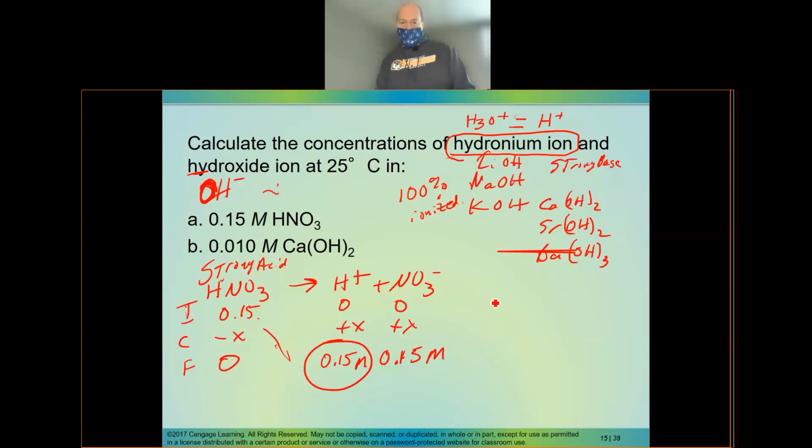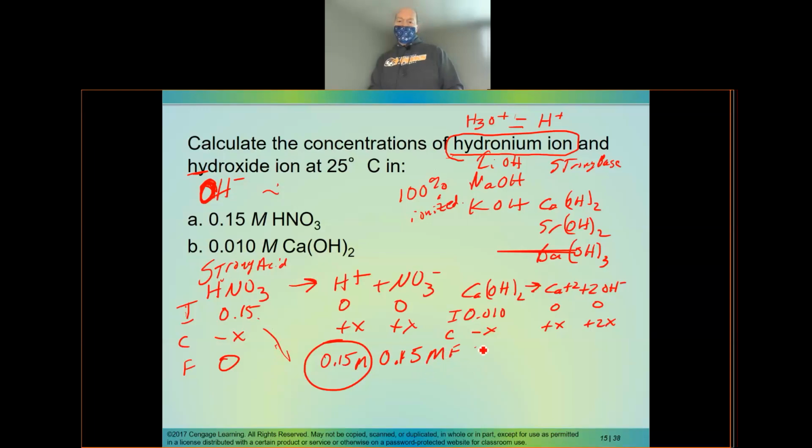Now, the next one is calcium hydroxide, which is also 100% ionized. Single arrow, calcium plus 2 and 2 OH minus. So initial here is 0.01, 0 and 0. And this is not ICE, this is initial, change and then final, because it's 100% ionized. So minus X, plus X, plus 2X. And so here, you don't have 0.01 minus X, you have 0 because it's 100% ionized. It's gone. So now we know that X is 0.01. So we have 0.01 and we have 0.02 molar. That is our concentration of OH minus, the hydroxide ion.